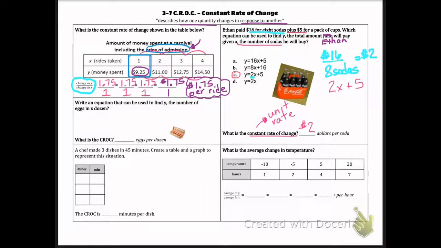Okay, next example: write an equation that can be used to find y, the number of eggs, in x dozen. In this example, we're talking about dozens, and we know that dozen means 12. So if y is going to represent the number of eggs, and x is going to represent dozens, you could think of this in a table form.